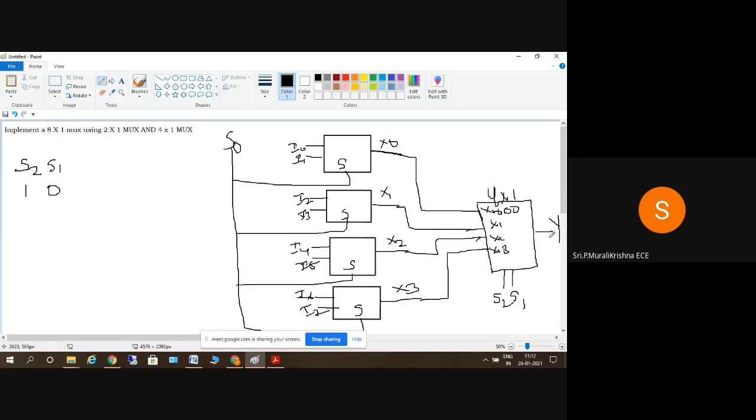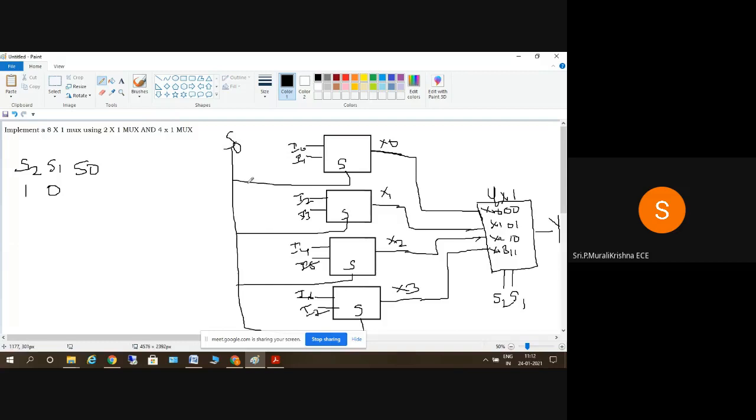Yes or no? Yes, sir. So when S2, S1 is 0 1, Y will be equal to x1. When it is 1 0, Y will be equal to x2. When it is 1 1, Y will be equal to x3. Yes or no? Yes, sir. Okay, so here S2, S1 is 1 0, so Y will get the input from x2. I have to go to x2. Then within x2, it depends upon the selection line S0 here.